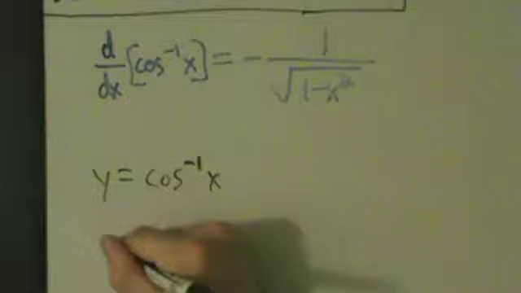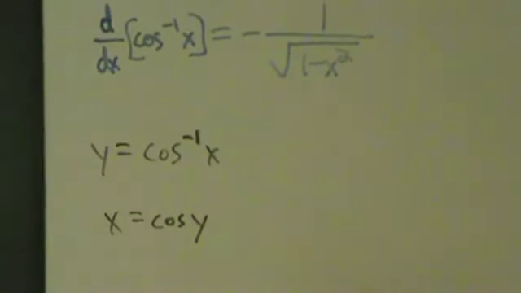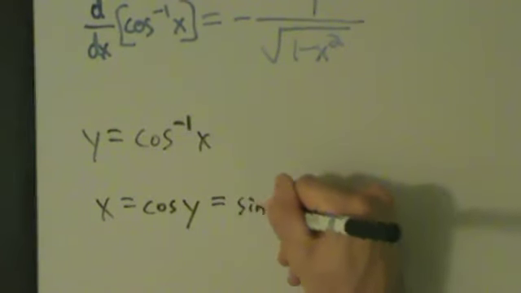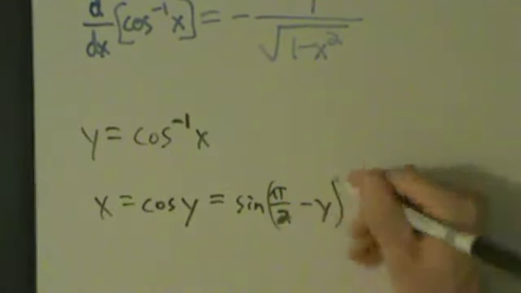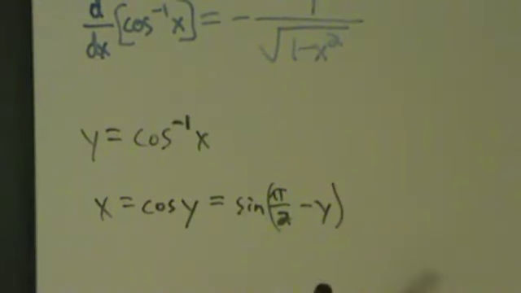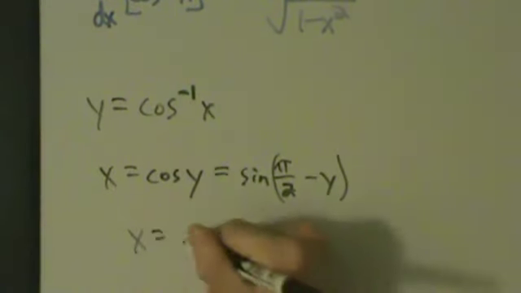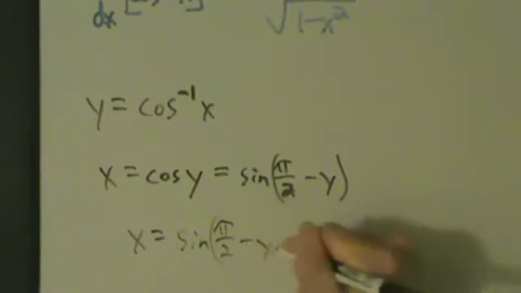So this means x equals cosine of y. But cosine of y, that's the same thing as sine of pi over 2 minus y. So that's a trig identity there, one of the complementary angle things. Cosine of y is sine of pi over 2 minus y. So this means that x equals sine of pi over 2 minus y.